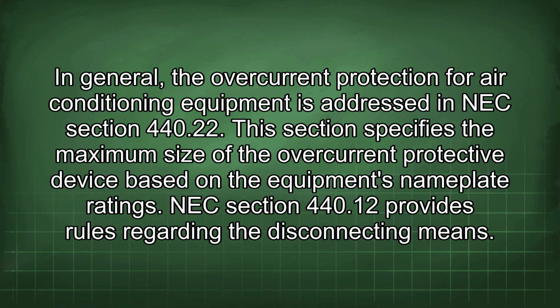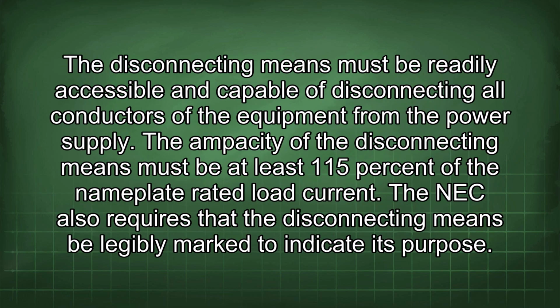In general, the overcurrent protection for air conditioning equipment is addressed in NEC Section 440.22. This section specifies the maximum size of the overcurrent protective device based on the equipment's nameplate ratings. NEC Section 440.12 provides rules regarding the disconnecting means. The disconnecting means must be readily accessible and capable of disconnecting all conductors of the equipment from the power supply. The ampacity of the disconnecting means must be at least 115% of the nameplate rated load current. The NEC also requires that the disconnecting means be legibly marked to indicate its purpose.